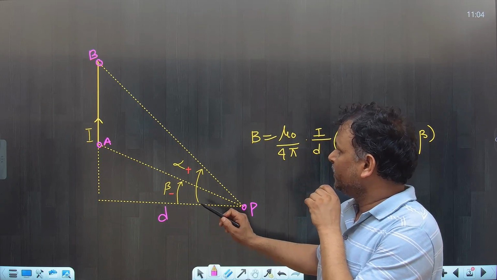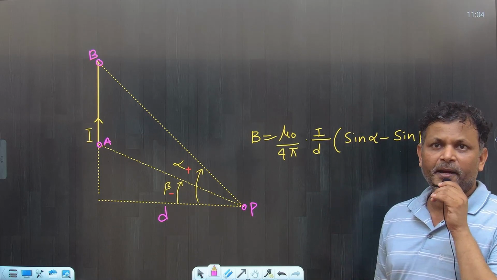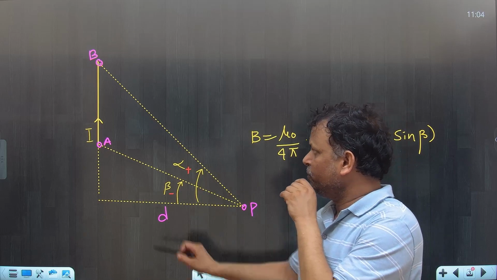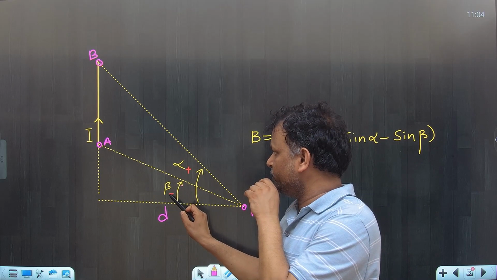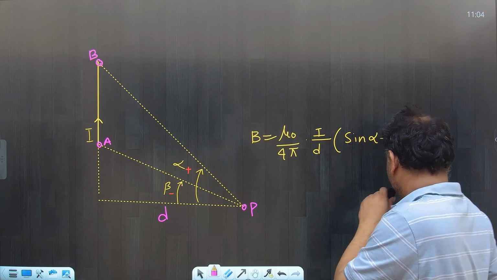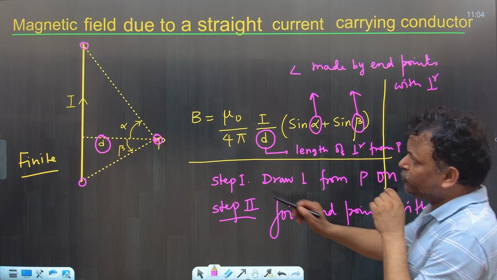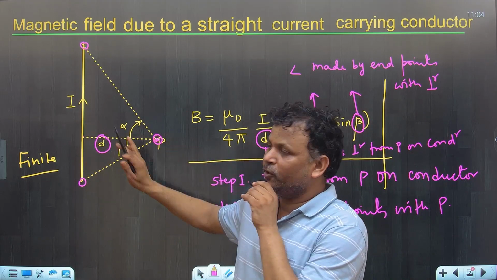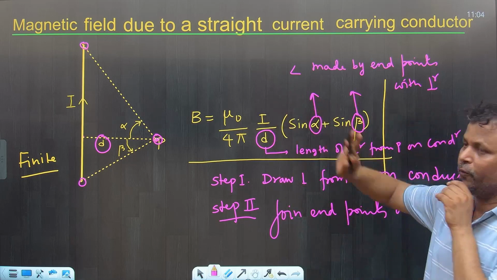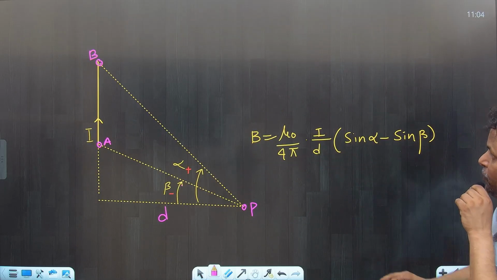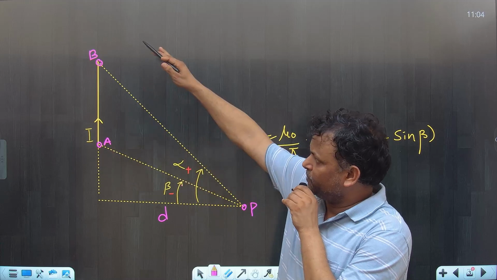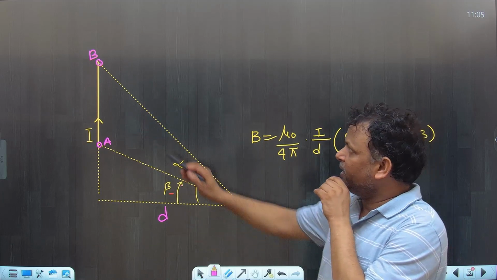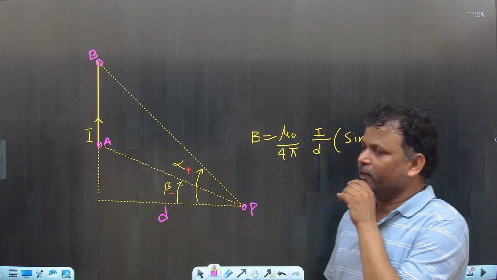In this case, what about the angles made by the endpoints? This point B is making angle alpha, which will be taken as positive. This point A will make angle beta, which will be taken as negative. Just see the difference. This was point P in this case. These two ends were on the opposite sides of the perpendicular. Then alpha and beta both were taken positive. But in this case, when A and B are on the same side of the perpendicular, you will take alpha as positive and beta as negative, right?